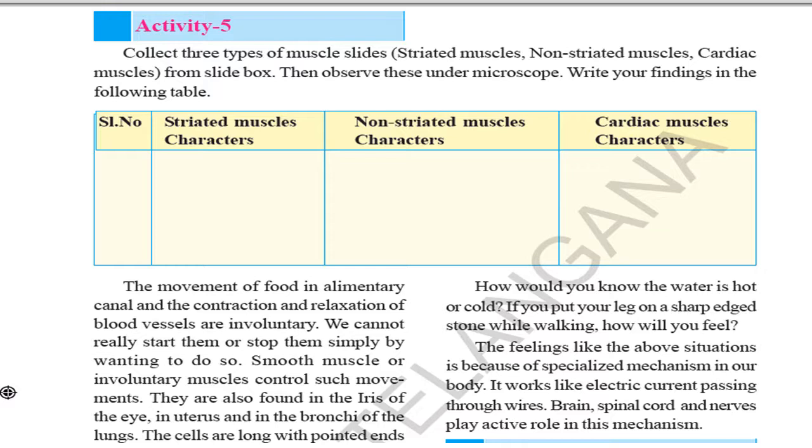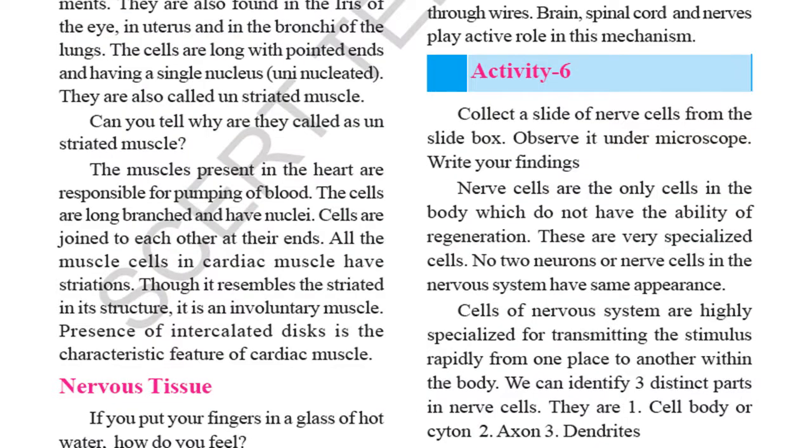How would you know that water is hot or cold? If your leg hits a sharp edged stone while walking, how will you feel if you fall down? The feeling in this situation is because of a specialized mechanism in our body. It works like electric current passing through wires. Brain, spinal cord and nerves play an active role in this mechanism. Is it clear?